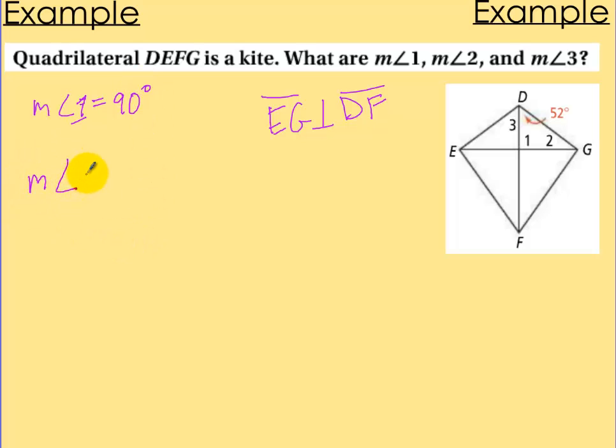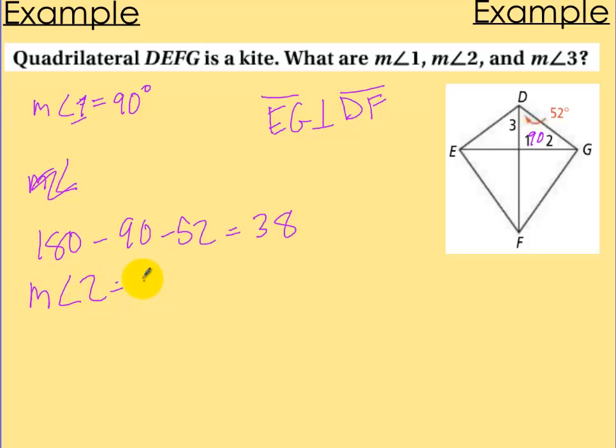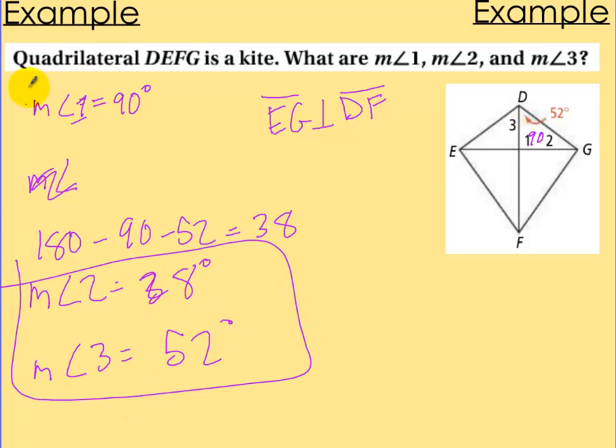So measure of angle 2. If measure of angle 1 is 90, and this is 52, I know number 2 has to be just the leftover. So it's going to be 180 minus 90 minus 52, and 90 minus 52 is going to be 38. So measure of angle 2 is going to be 38. All right. Now, the last one, angle 3. This is because of perpendicular bisectors. So that is just going to be 52 degrees. So there's your answers: 38, 52, and 90.